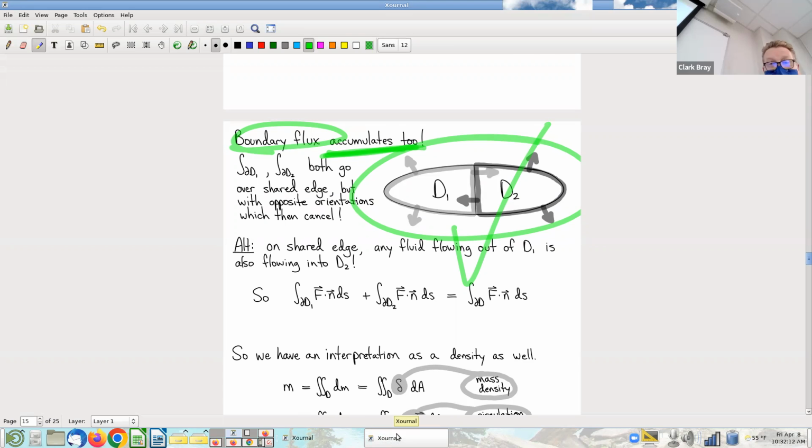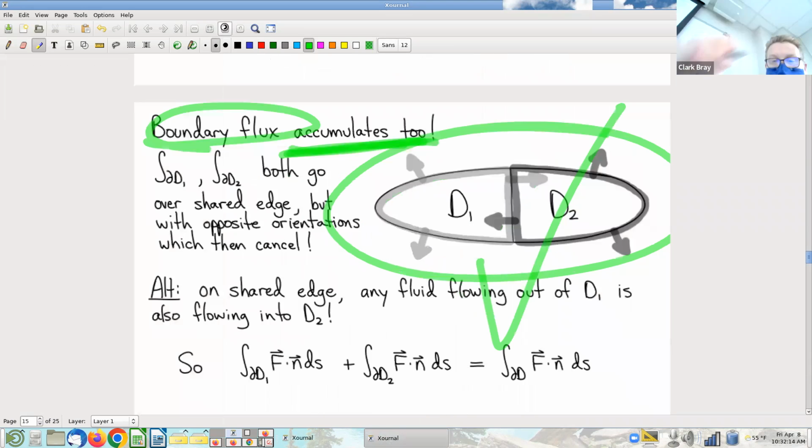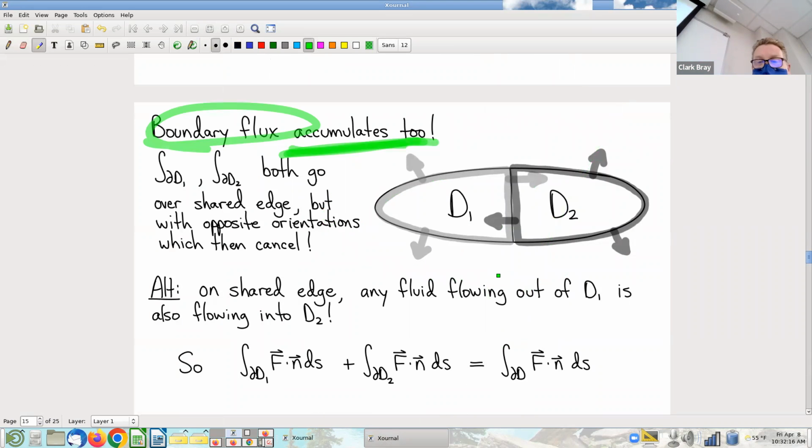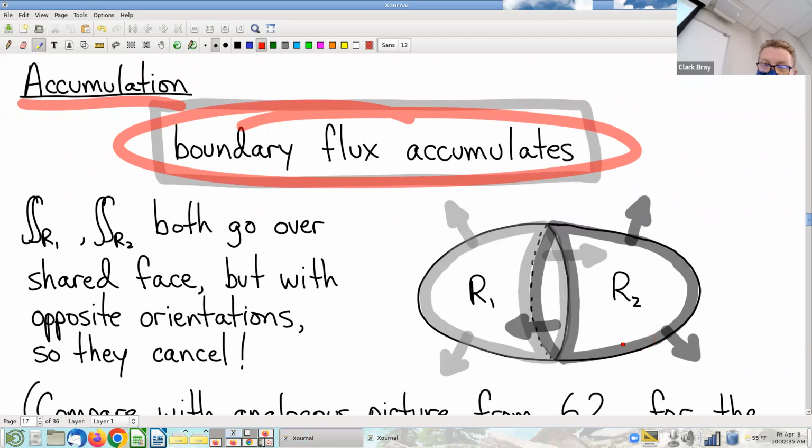Morally the same picture, and morally this happens for the same reason. This accumulates because of the cancellation that happens on the shared boundary edge of the two pieces, one oriented that way, one oriented this way. Those cancel. And likewise over here, why does this thing work? Well, because there's a shared boundary face, one oriented that way, one oriented that way, and they cancel.